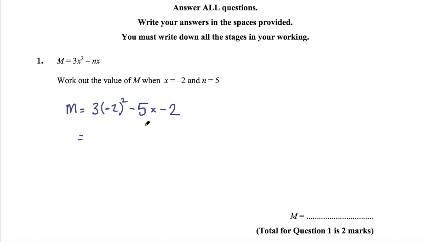And now we just need to go ahead and solve this to work out the value of m. So remember BIDMAS, you need to do your order of operations in the correct order, and the first thing here is the exponent, so I need to square this minus 2. So minus 2 squared, that's 4, and then I can go ahead and do the multiplications. So this is going to be 3 times 4, which is 12, and then this becomes a minus 5 multiplied by minus 2. Two negatives there make a positive, so this is actually going to be positive 10, and then I end up with 12 plus 10, which is 22, so m equals 22.